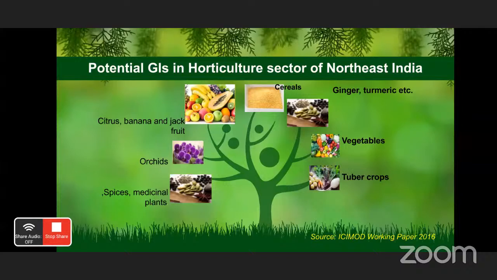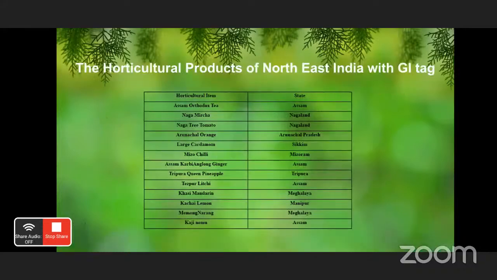So these are the things we have to remember. We have to produce some historical proof. Then cereals, then pulses, then ginger, turmeric. The Karbi Anglong ginger is a GI Tag product from Assam. Then vegetables are there. Naga Morich, we call it Bhut Jolokia. This is a GI Tag product. Then tuber crops also have potential to get the GI Tag. Then spices, medicinal plants, then flowers, orchids. That means so many horticultural products are here, which have tremendous potential.